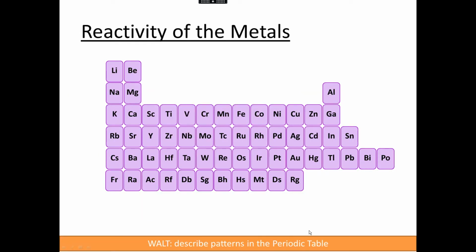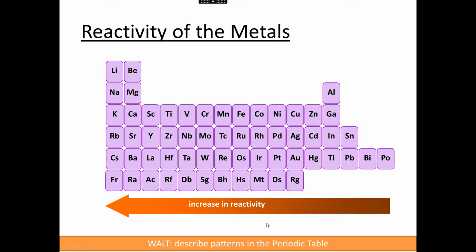Right, now reactivity, there's a pattern of reactivity of the metals. Metals are found on the left of the periodic table, and they get more reactive towards the bottom left-hand corner. Hopefully you are familiar with group 1, getting more reactive as we go down the periodic table. You also get more reactive from right to left.